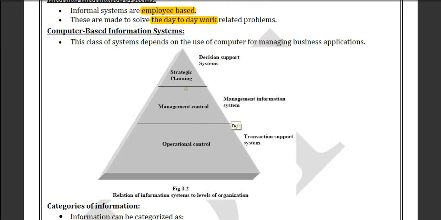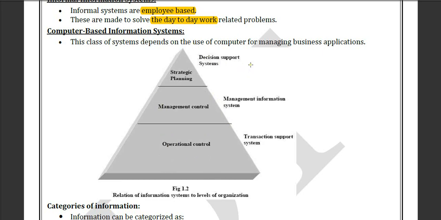Here we can see that we have strategic planning, then management control, and then operational control. Strategic planning is the boss. Who is the boss of this office is the strategic planner, and the managers and the other officers are known as the management controller, and the workers working in this office are known as operational control.